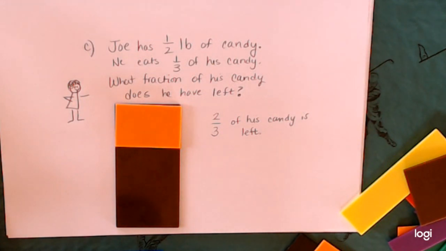And C, notice here, if the question that you ask is about the fraction of his candy that's left, it doesn't even matter what the starting amount was. If he eats a third of it, he's got 2/3 of it left.